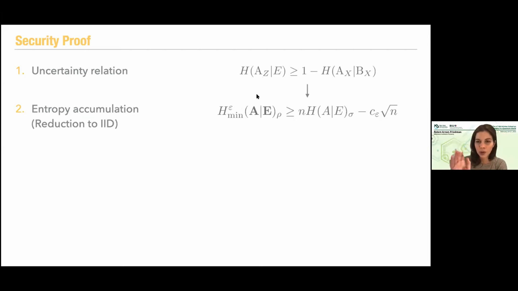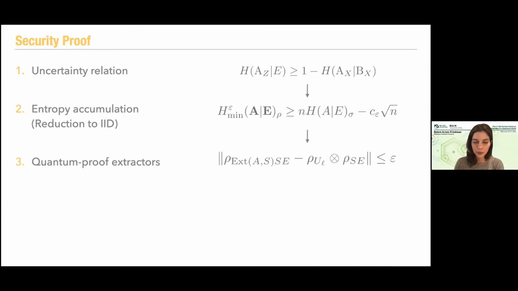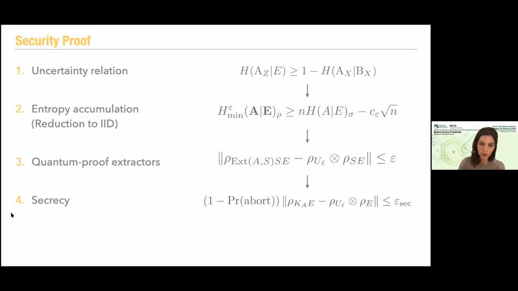I'm switching notations here, so forgive me. Once we have a bound on the total amount of smooth min-entropy, then we can apply the extractor as we saw in the previous lecture. So we take this A, apply the extractor. All of this can be AZ, it doesn't really matter. So we apply the extractor, and we get the promise of the extractor, that we get something which is close to the ideal case. We use this now in order to prove that this trace distance here is small. So this gives us the secrecy.